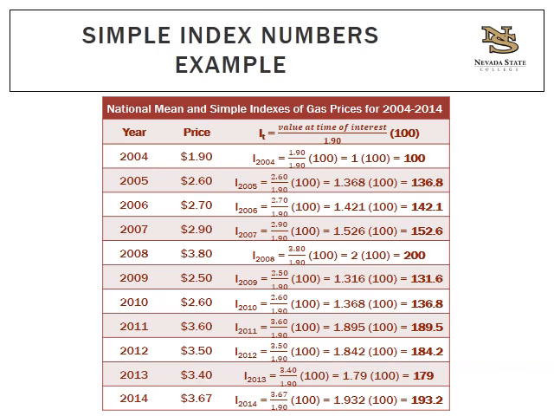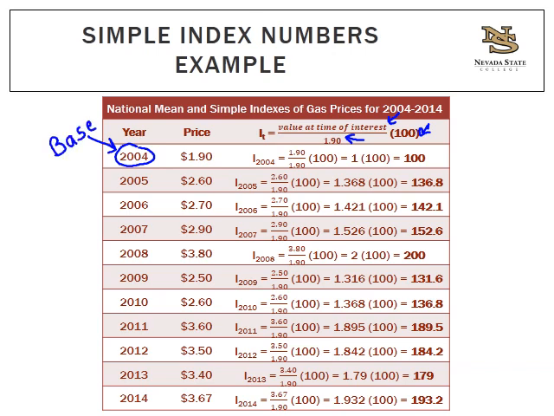So let's take a look at that first formula that you saw in the previous slide, which is used to calculate a simple index number. What you do is you take the value at the time of interest, divide it by the value at the base period, and then multiply it by 100. So if you see here, our base period is 2004. So that's our base.